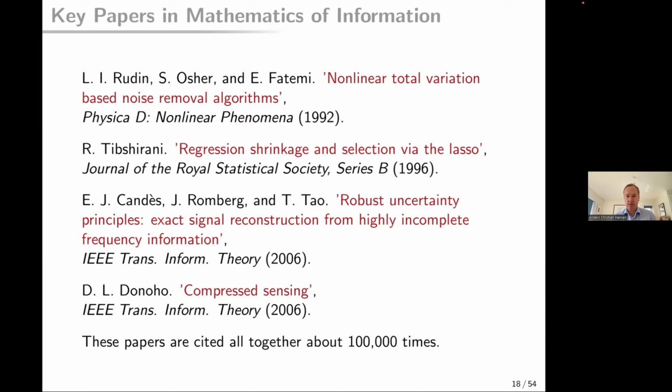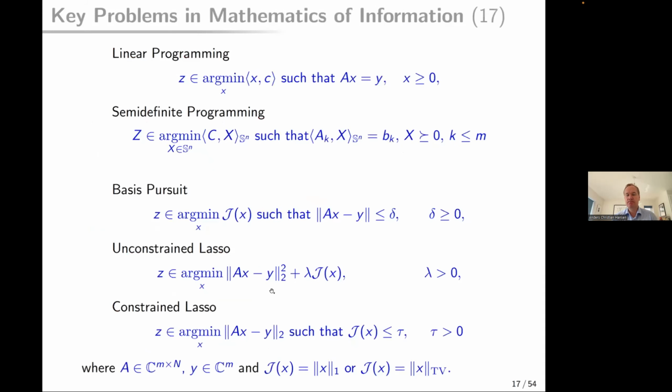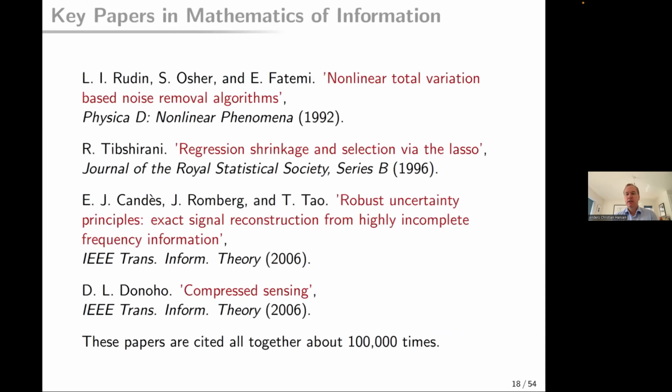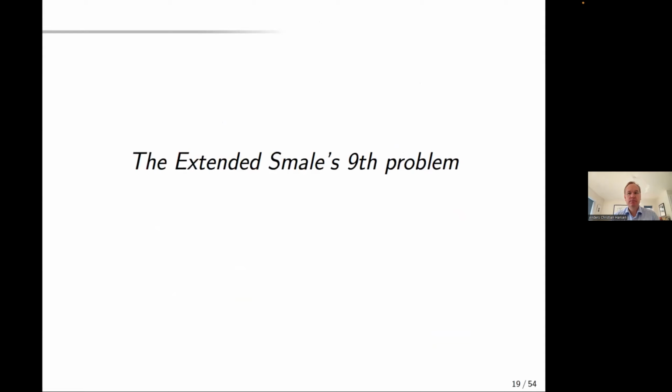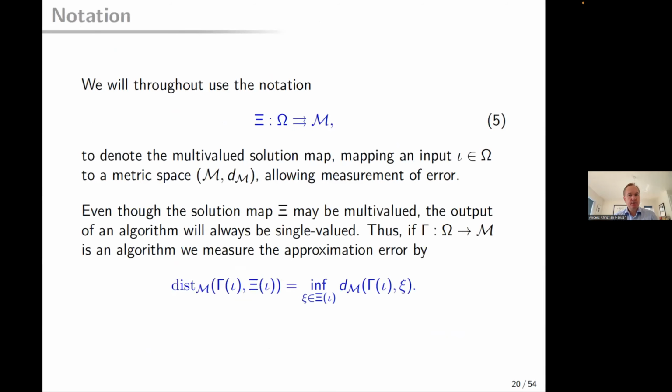And what they have in common is that they rely on algorithms for computing minimizers of at least one of these problems on this list. Okay. So now we can get to the extended Smale's ninth problem. And to be able to state this and formulate a theorem, I need to introduce a little bit of notation. Now, the psi here is going to be the solution map. Think about a linear program taking in the constraints, and then it spits out the set of minimizers.